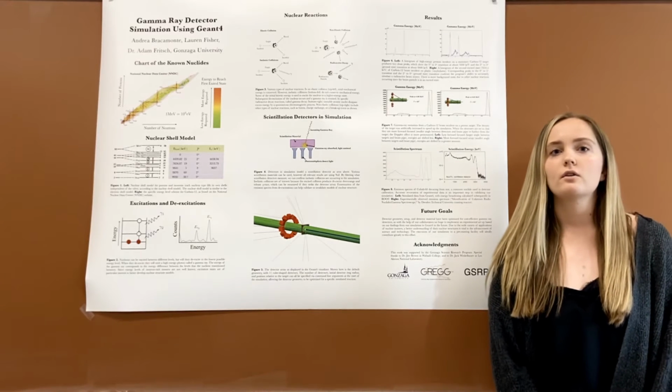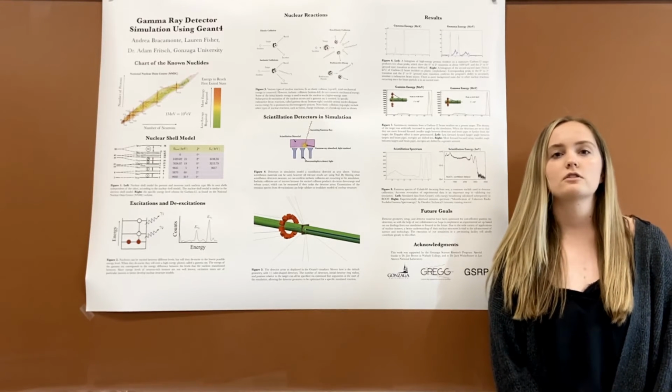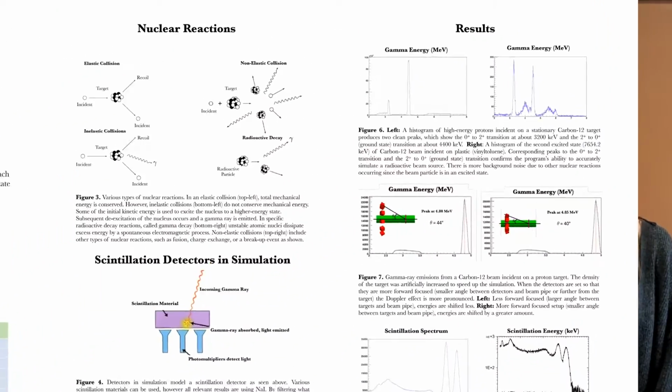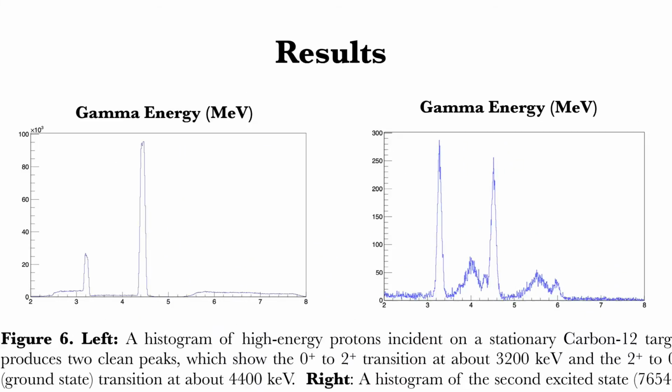One of our main goals of the summer was to acquire the functionality to shoot a radioactive beam particle. As you can see in figure 6, the right image shows data from the second excited state of carbon incident on a plastic target, and the left, protons on a carbon-12 target. As you can see, both graphs contain 2 peaks corresponding at around 4.4 and 3.3 MeV. These peaks are very good approximations of carbon's 2 lowest energy transitions and thus attest to the validity of our simulation.